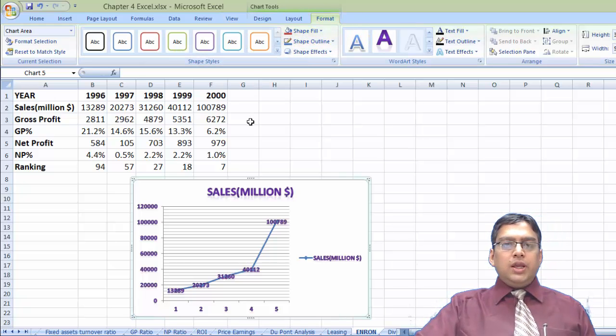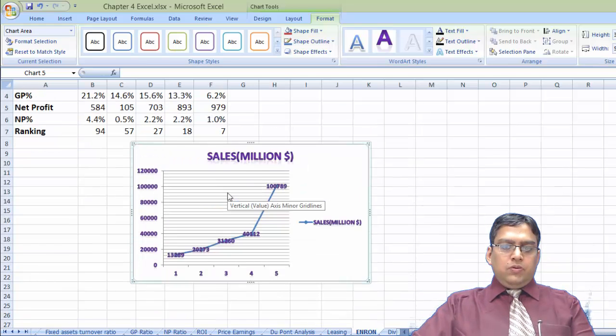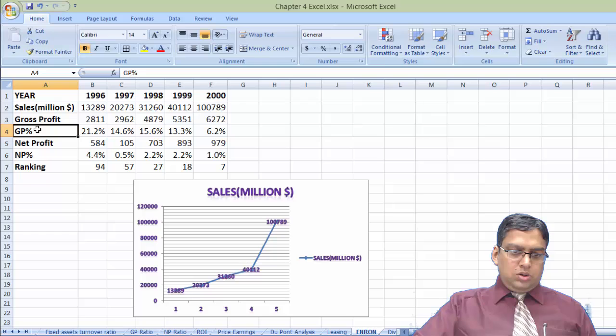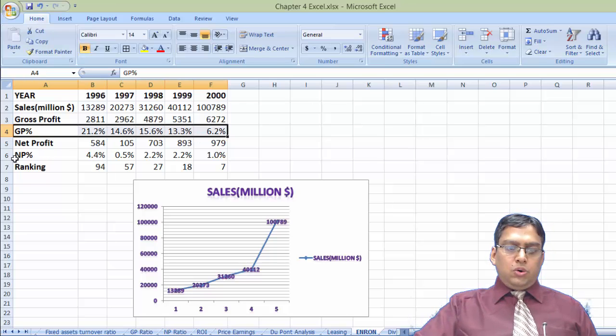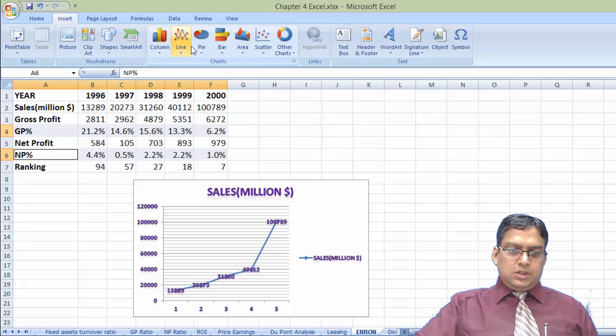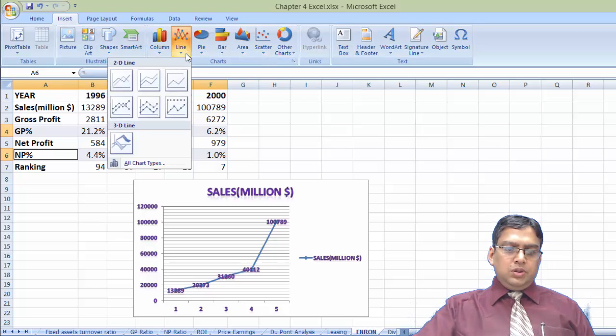Let's move to the Enron case. In the Enron case, we prepare one more chart, that is percentage of GP, and then press Control and select NP. Insert chart, a line chart for this option.